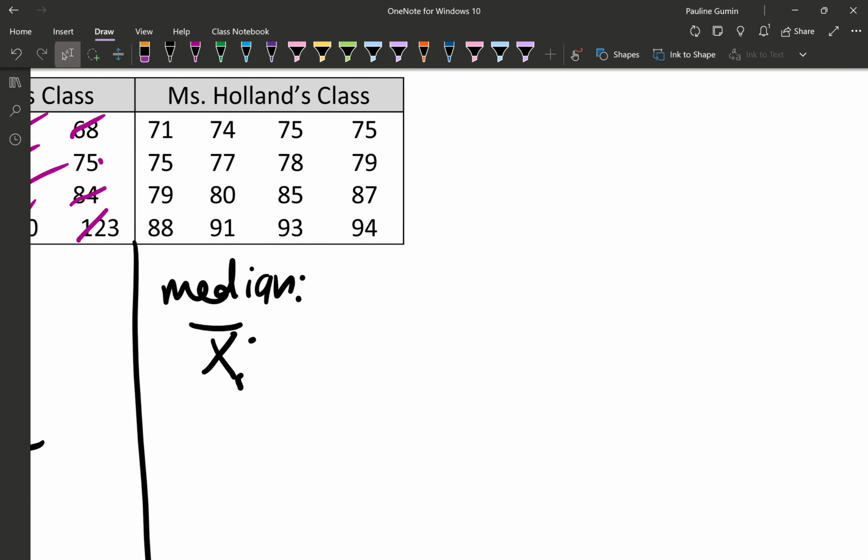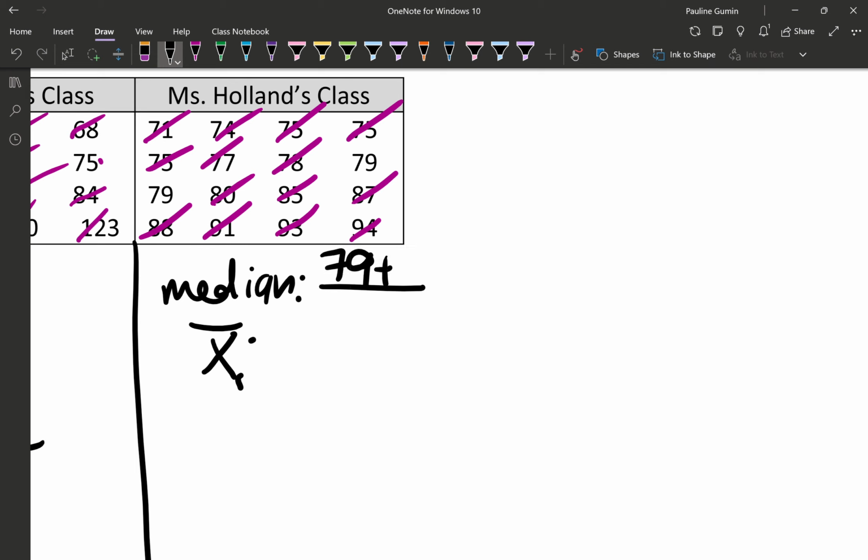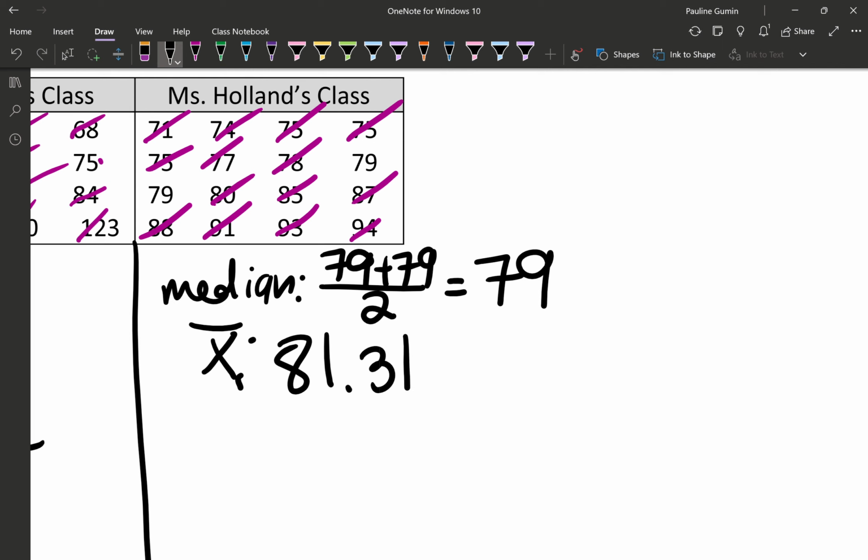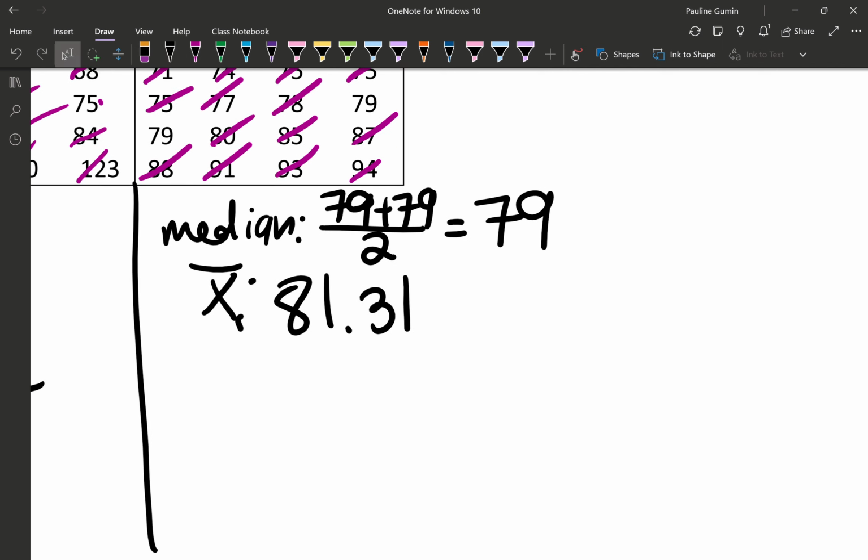Miss Holland, let's see. Median. Right, we're between 79 and 79. If you're not sure what's between 79 and 79, let's calculate it. For that, you do 79 plus 79 divided by 2, and you would get 79. For mean, you would add up all the numbers, divide it by 24, or use the menu 633 option, which gives us 81.31. Just like Mr. G's class, this data is skewed.